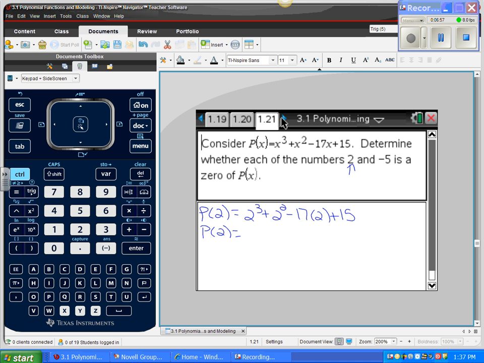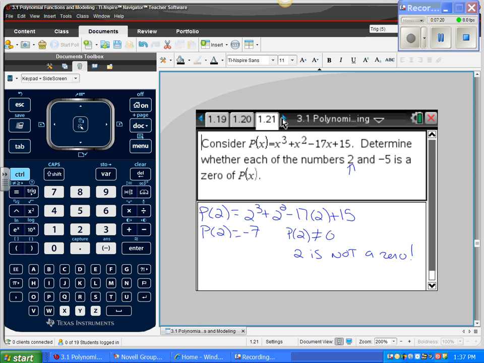And we get this to equal -7. Okay, so p of 2 does not equal 0. All right, so we know that 2 is not a zero of the function. Okay, 2 is not a zero of the function.